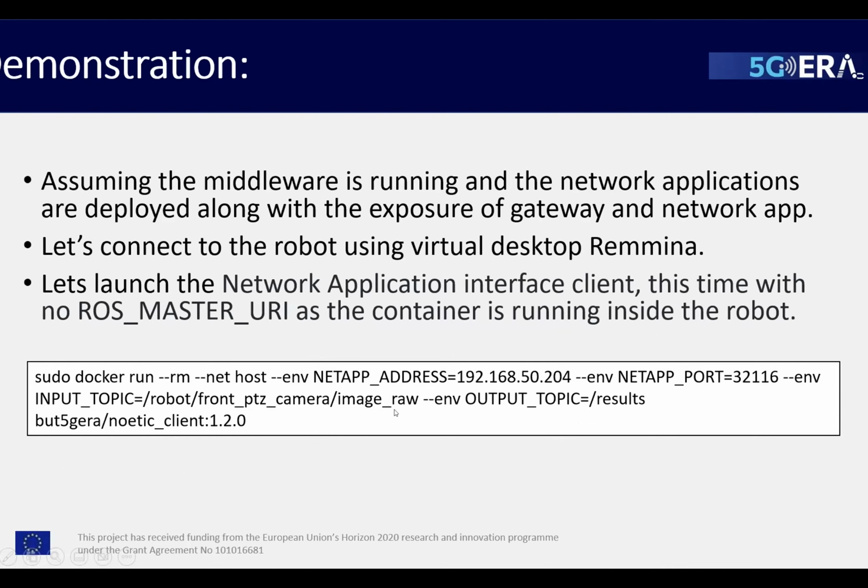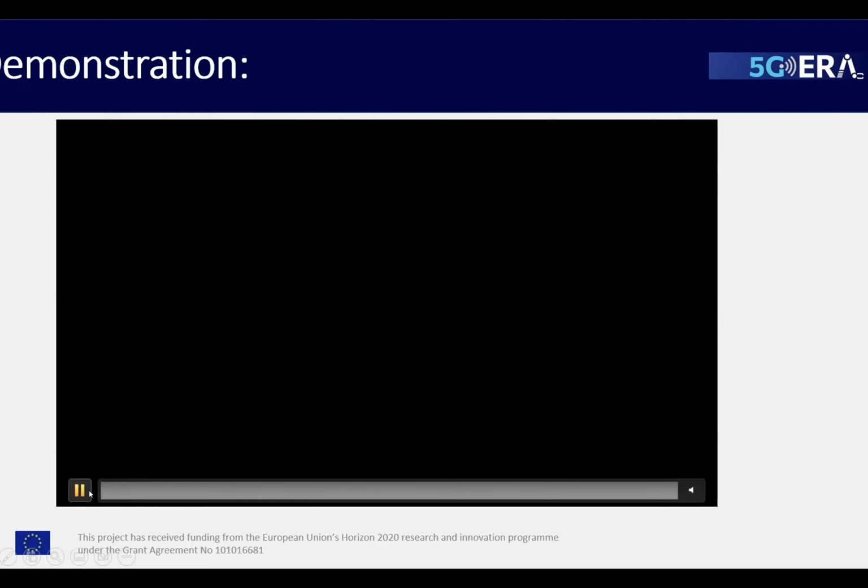So the example is very similar to the previous one. The only thing is, in the deployment of the container for the network application client, we don't have to put ROS master URI, since this container is running in the very same machine where the robot is. So using the host environment variable, everything is running smoothly. The only thing is we are using as input topic the camera of the robot, which is the camera image raw, and then the output topic is still results. So I will run the video.